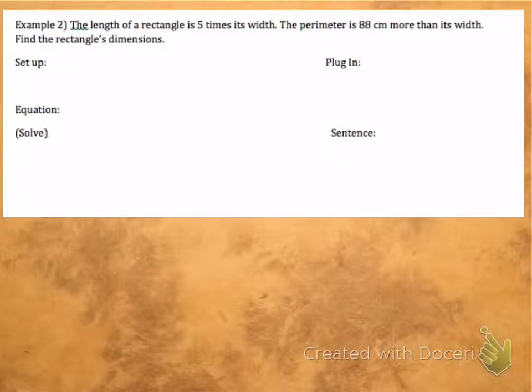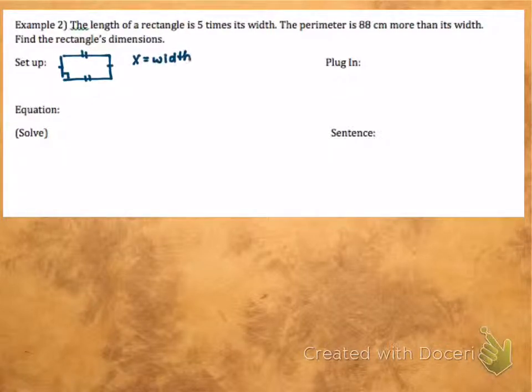For example 2, we're looking at the length of the rectangle being 5 times its width, and the perimeter is 88 centimeters more than its width. So we want to find the rectangle's dimensions. Now our setup, again, if it involves any kind of shape, we definitely want to consider that shape. So we have a rectangle, so I'm going to sketch a rectangle. I know I have pairs of congruent sides and a right angle. We have the dimensions are what we're looking for, so I'm just going to take x being the width of the rectangle.